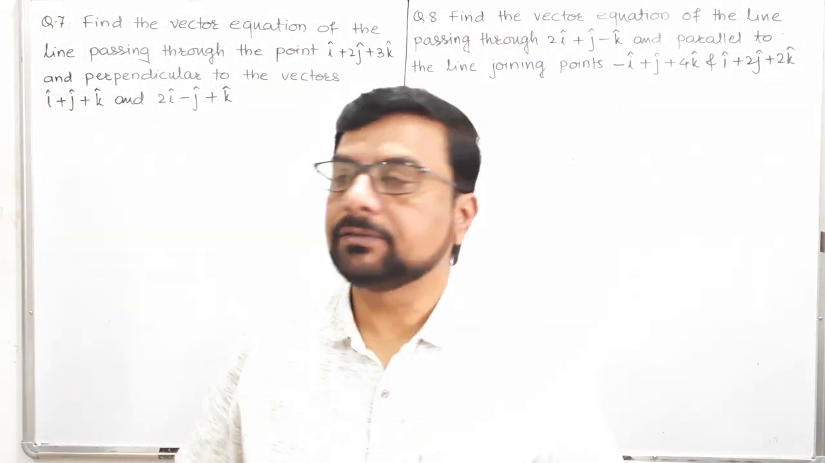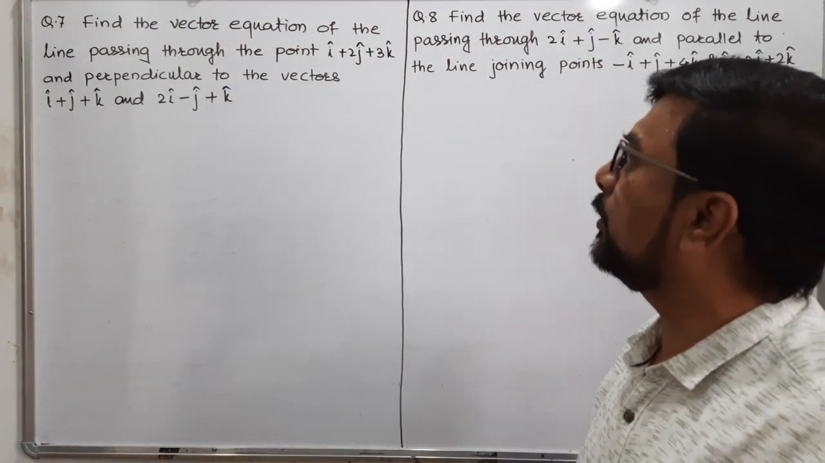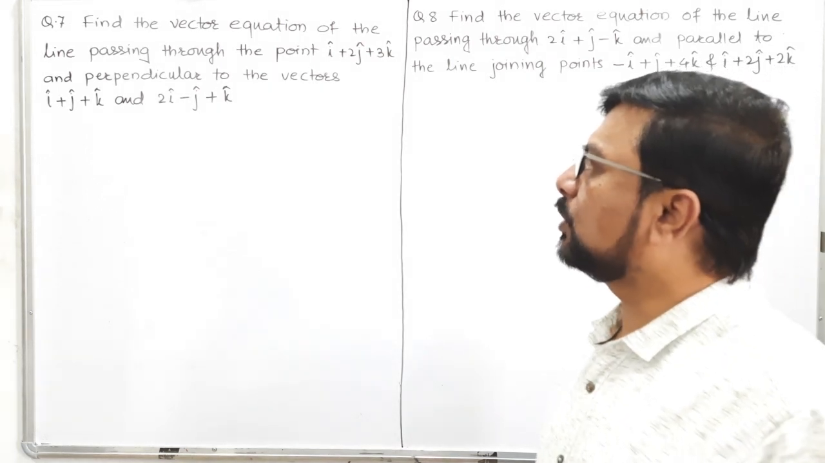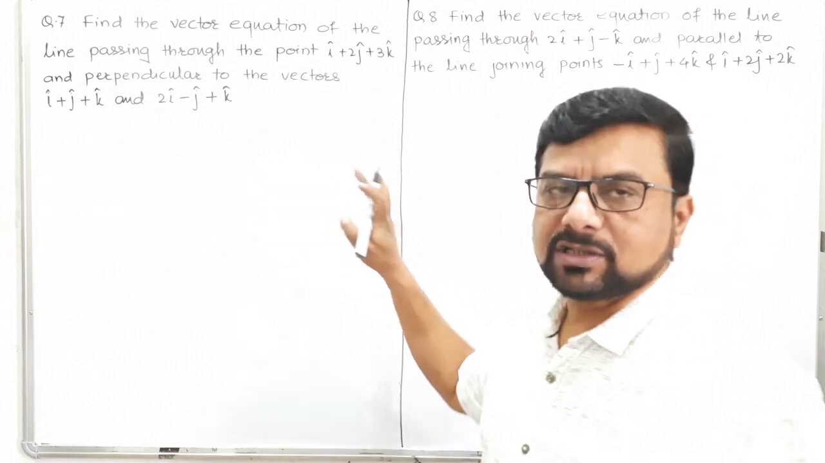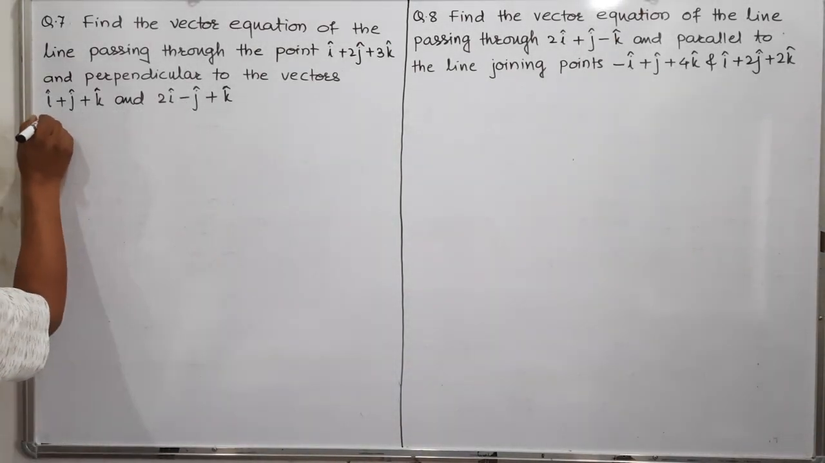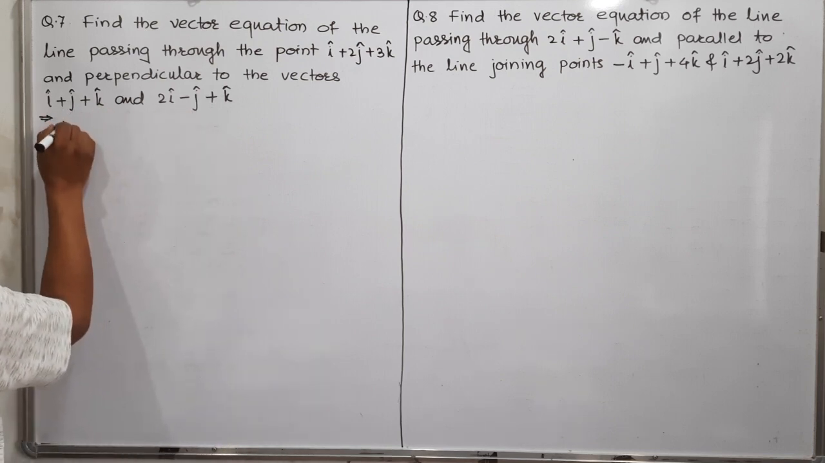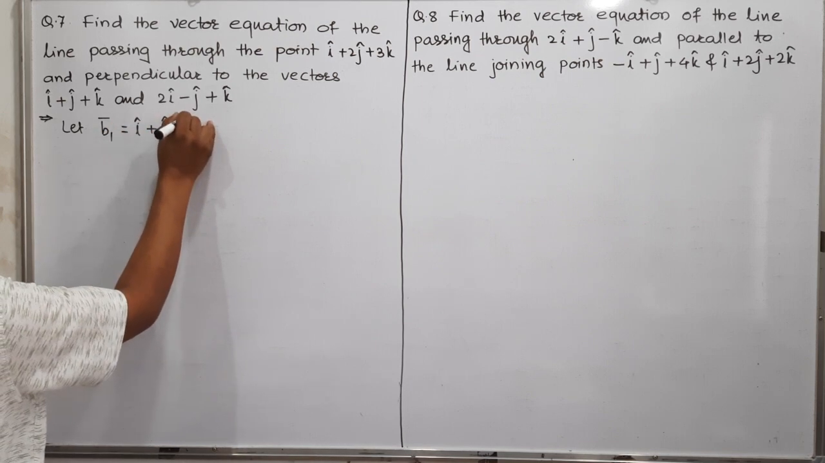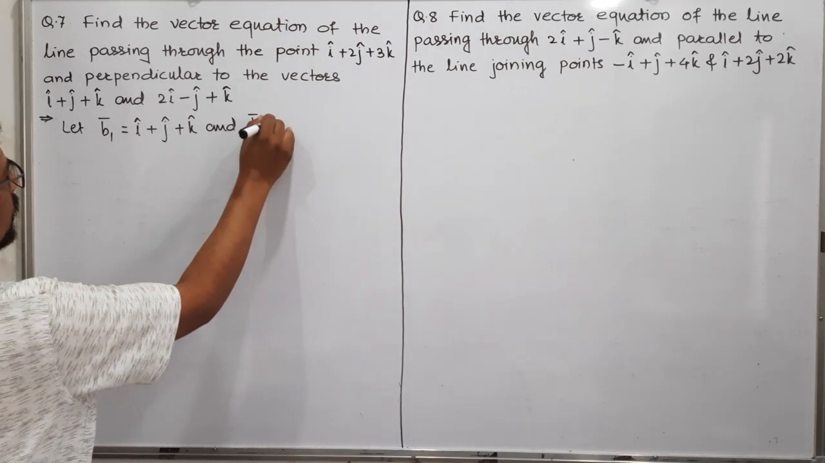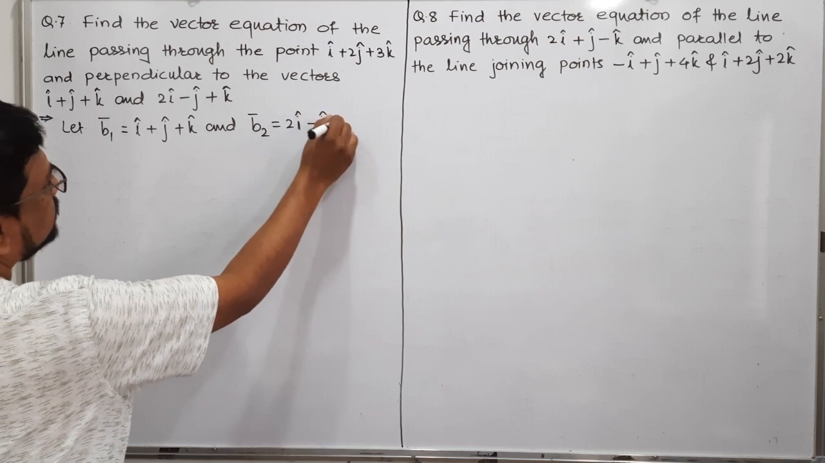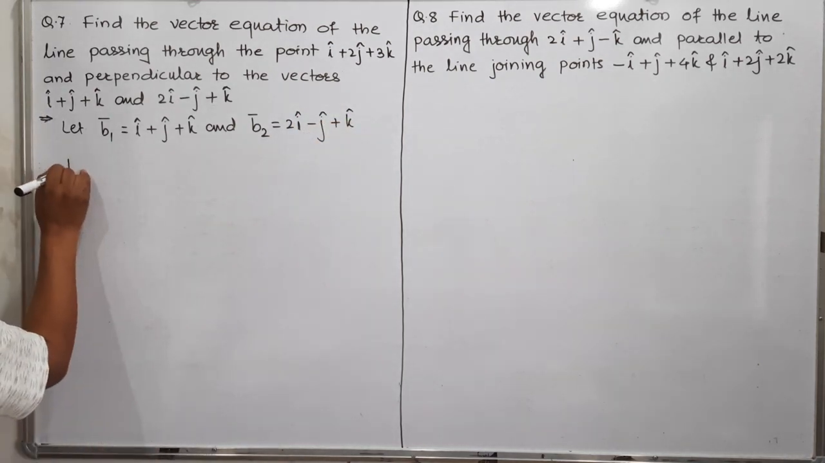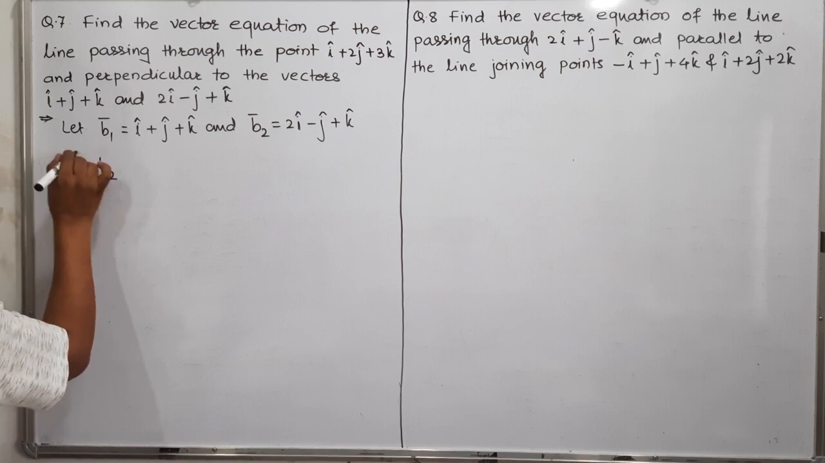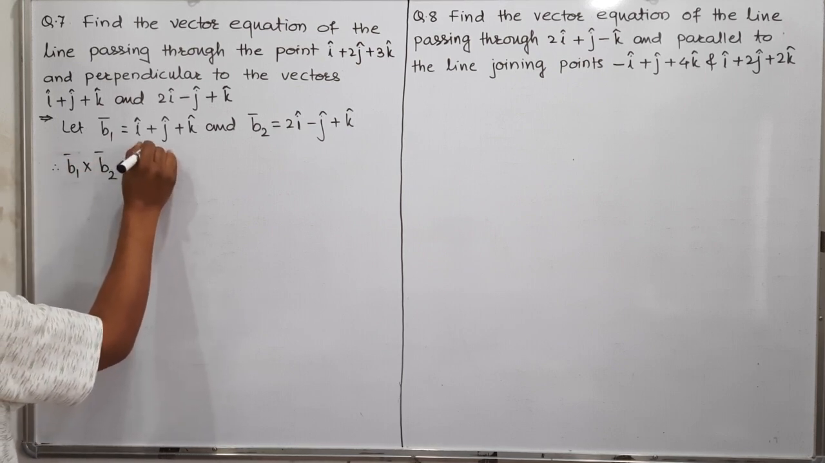Now look at question number 7. Find the vector equation of the line passing through the point i plus 2j plus 3k and perpendicular to the vectors i plus j plus k and 2i minus j plus k. This question is very similar to question number 6, which we have studied just now. Now here again we consider, let b1 vector is i plus j plus k and b2 vector is 2i minus j plus k. Therefore, b1 vector cross b2 vector is equal to determinant i, j, k.